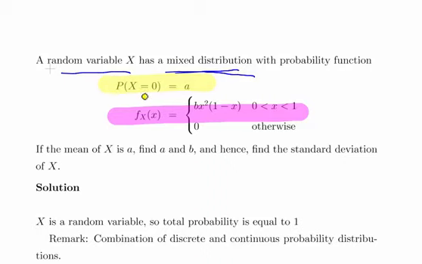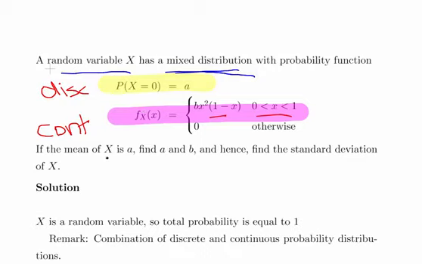Over one range of values, here it's just one particular value, x equals 0, the probability is a, a discrete probability. But over the rest of the values, between 0 and 1 essentially, it is continuous. So it's discrete here and continuous here, and essentially we join them into one overall probability distribution.